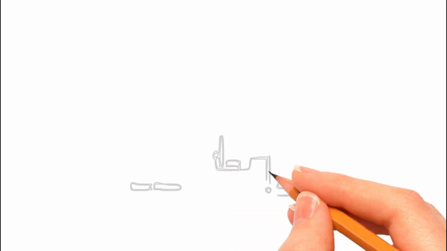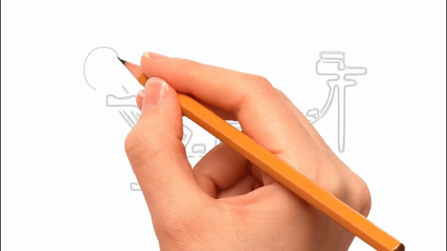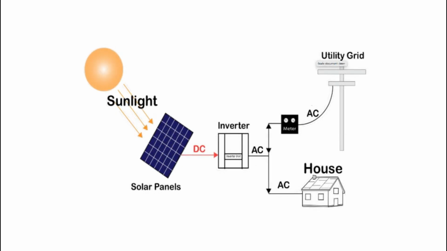So friends, now let us see the on-grid solar system. In this type of solar system, we are exchanging our electricity with the government. For example, some extra electric energy which is generated through solar panels, we can sell to the government, and in night time there is no solar generation, so at that time we can take electricity from the government.